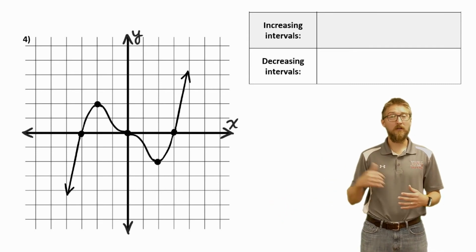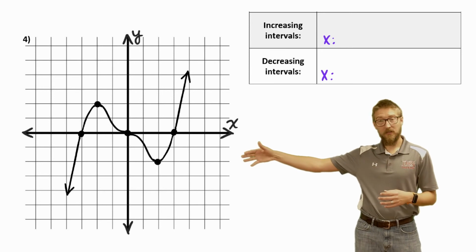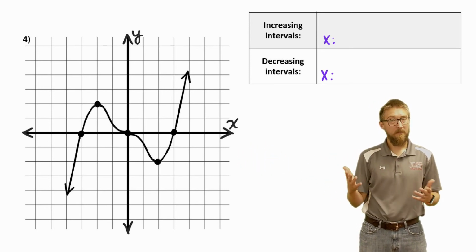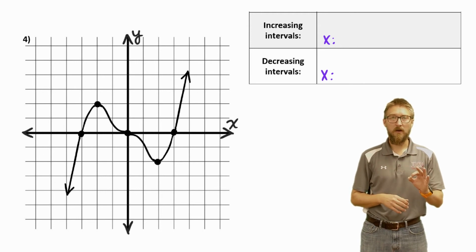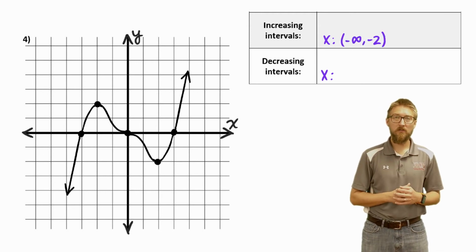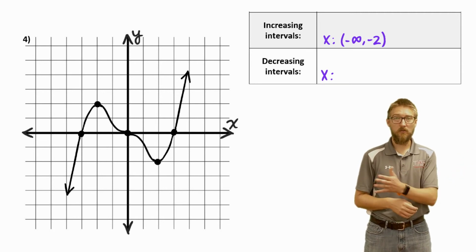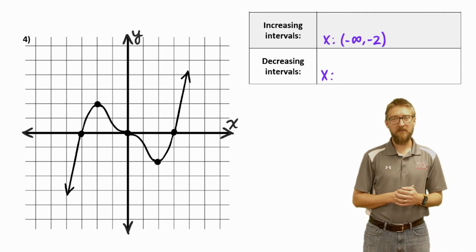We're going up right away, so we're increasing. From negative infinity, forever to the left, we're going to be increasing until what point in time? And if you answered -2, you're spot on. So in the increasing interval box, we're going to put the x first, letting me know it's x values we're talking about: negative infinity, -2.